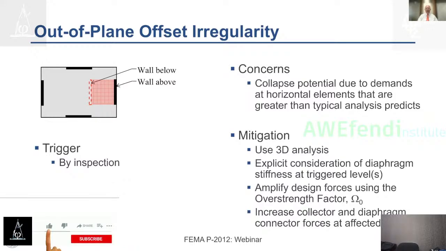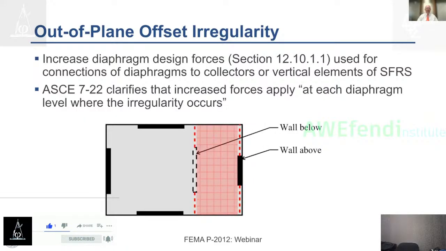Well, first we need to understand the problem well, so we have to use three-dimensional analysis. We need to think about the stiffness of the diaphragm explicitly. And then there are requirements to amplify with overstrength factors the demands in those key transitions so that we don't precipitate collapse there. And that includes requirements for the diaphragms and connectors at that level. So the requirements are that we amplify the demands in that diaphragm, and that we have collectors and drag struts, let's say, that make the connections work.